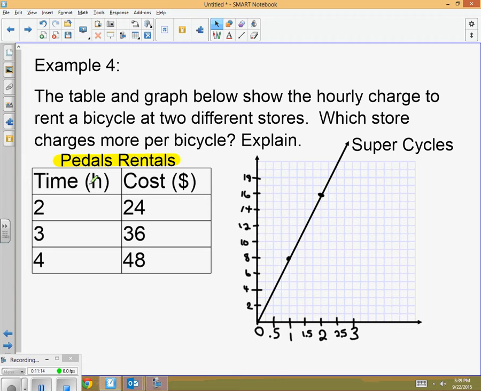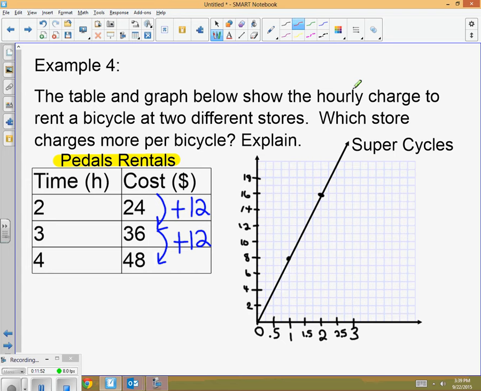Here we have the time in hours, and here we have the cost in dollars. 2 hours cost $24. 3 hours is $36, and 4 hours is $48. So I just want to take a moment and analyze this table. Let's look at the change in cost first. Now, the cost increases each time. From 24 to 36, it's an increase of 12. From 36 to 48, it's another increase of 12.